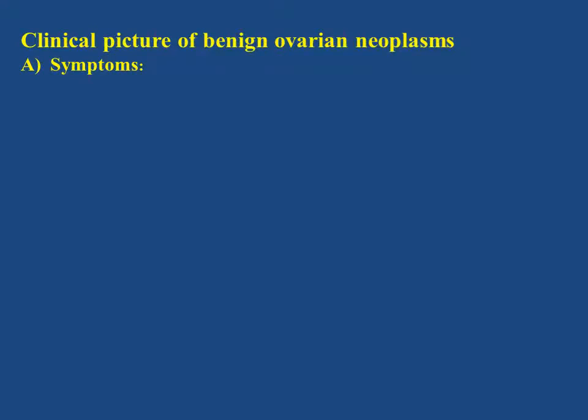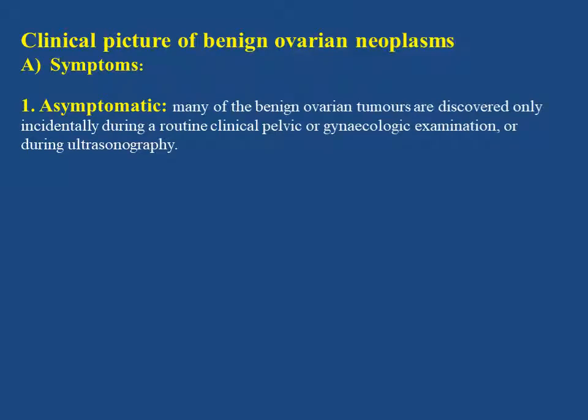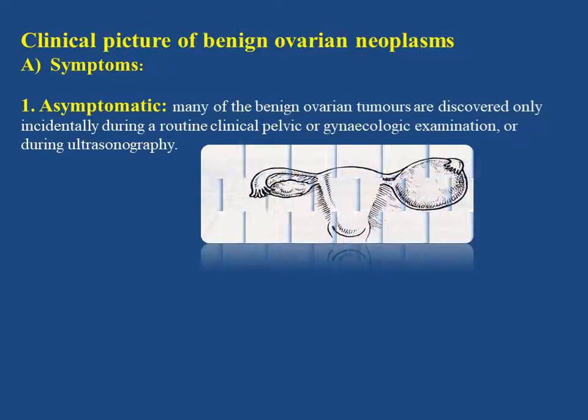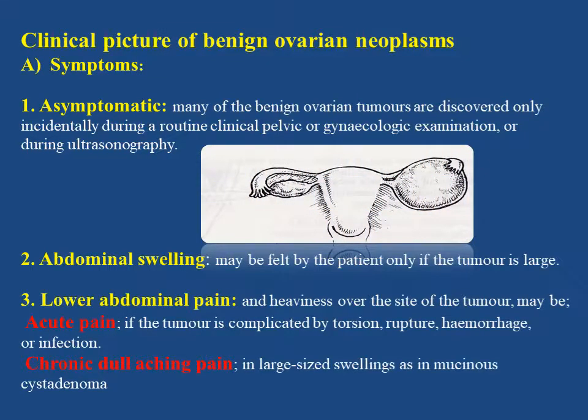The clinical picture of benign ovarian neoplasm. Symptoms: it may be asymptomatic. Many of them are asymptomatic. They can be discovered only during the routine clinical gynecologic examination or during ultrasonography. Or the patient may feel abdominal swelling, especially if the tumor is large. Some may come with lower abdominal pain or heaviness over the site of the tumor, acute pain if it is complicated by either rupture, hemorrhage, torsion or infection, or chronic dull aching pain.